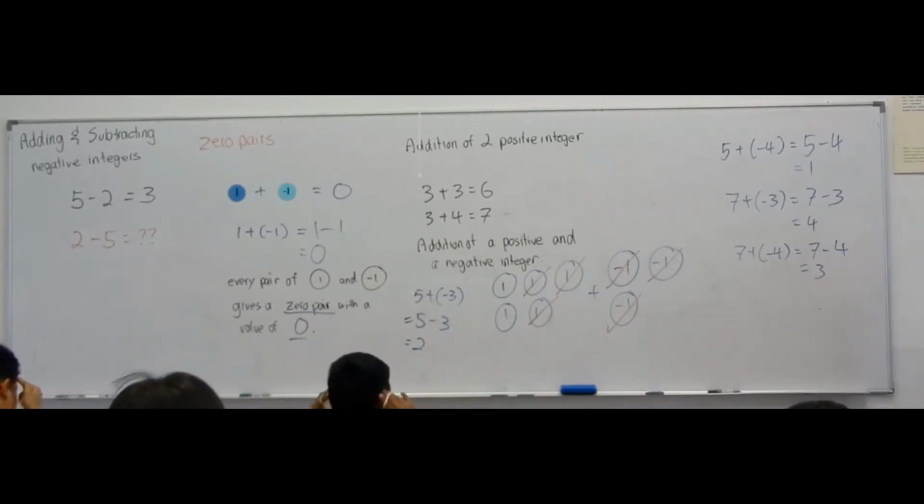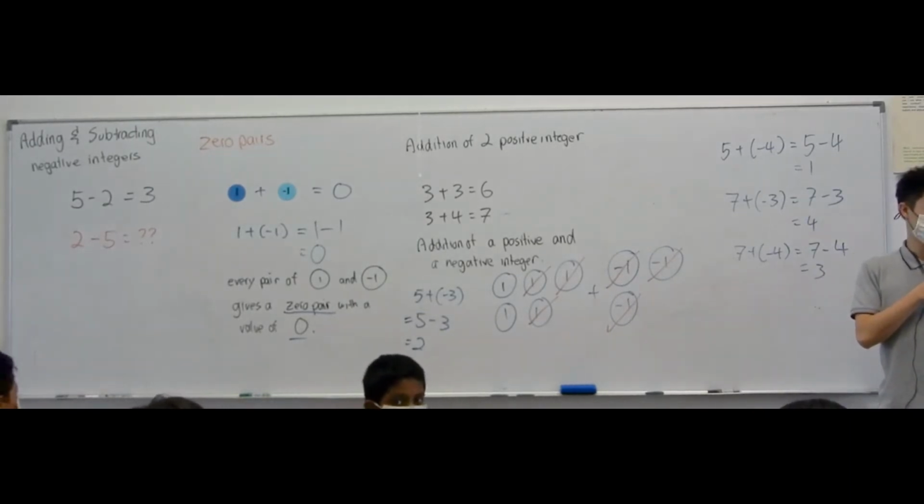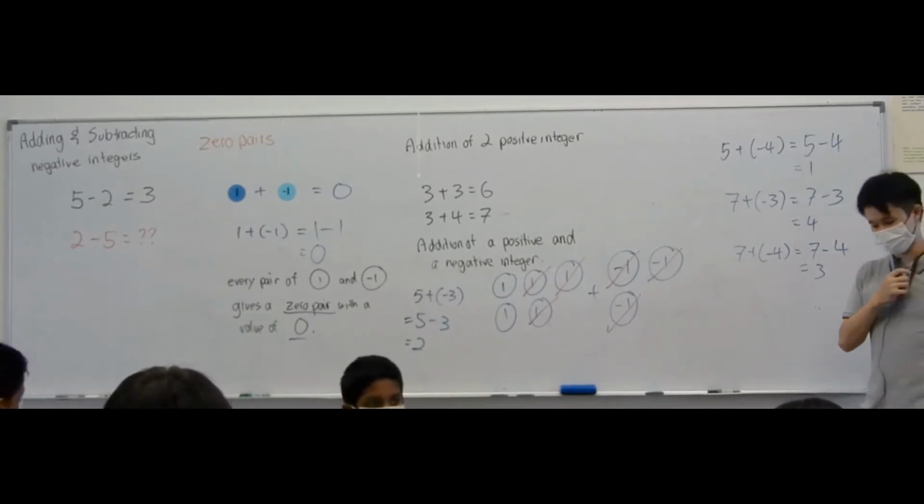Does anybody not understand the idea of adding a positive and a negative? Kai Sheng, right? You okay? Can you face forward? Thank you.